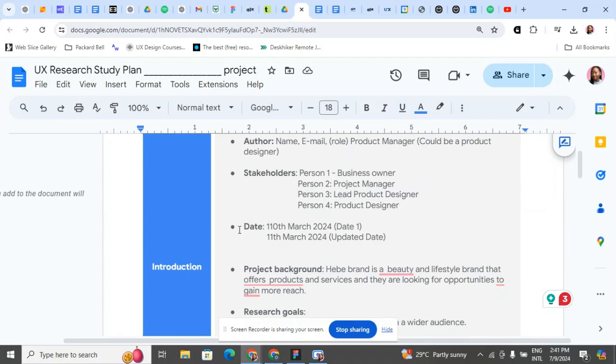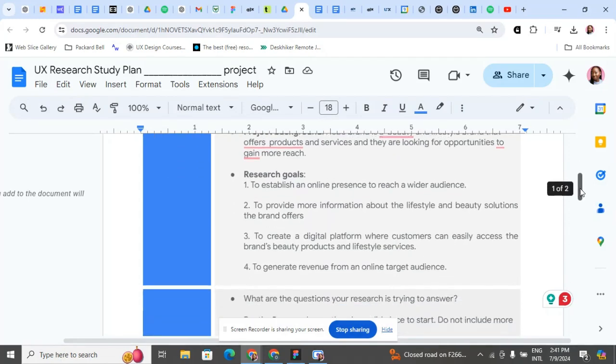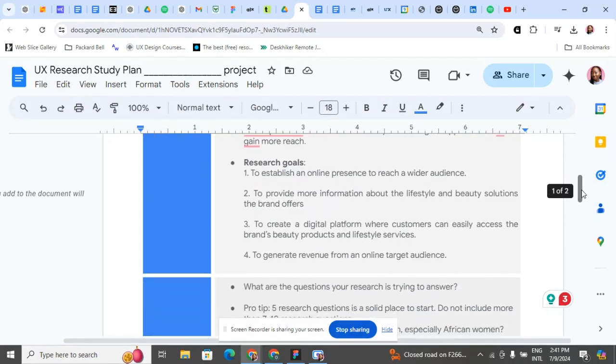Then we go on to the dates, and the dates can be updated. So as you can see here, it was first worked on the 10th of March, then it was worked on the 11th of March. As much as it's being updated, especially if it's a shared document, you would want to put the updated dates. Then we go to the project background. We talk about what you're trying to achieve, and we spoke about how this is a beauty brand that is trying to gain more reach.